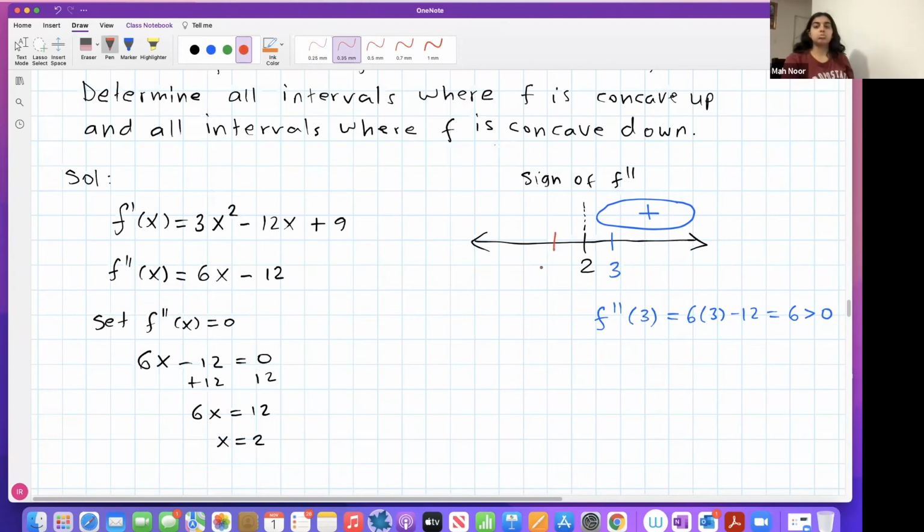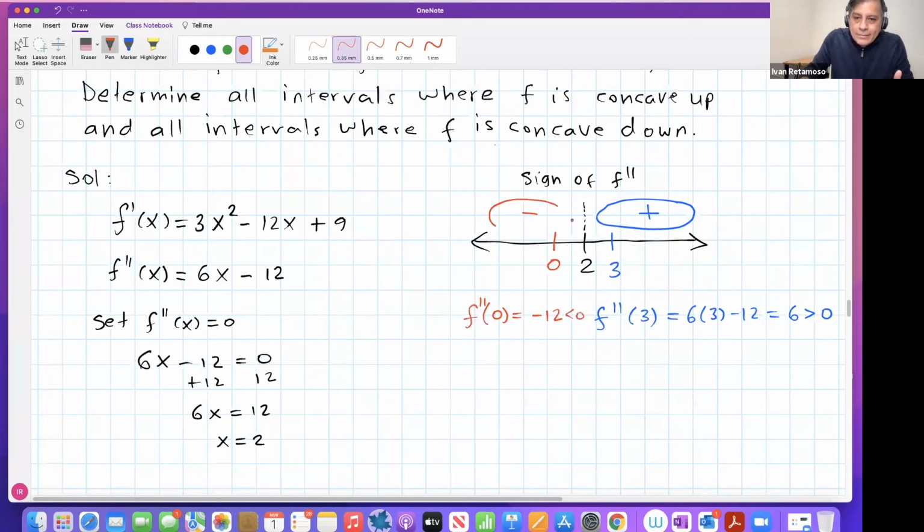Great. Now, anyone could tell me a good test point for the left side of 2? 0. Zero wins the winner, I would say. Nothing is easier to evaluate compared to zero. The second derivative at zero: you just put zero, this disappears, this is just minus 12. Clear. The second derivative at zero is minus 12, negative, less than zero. So all this is negative.